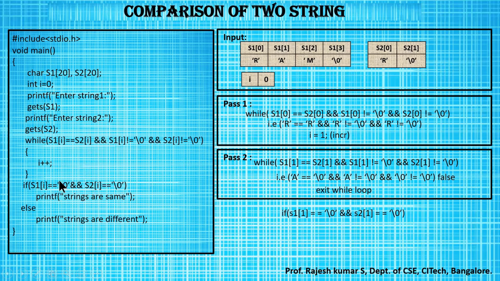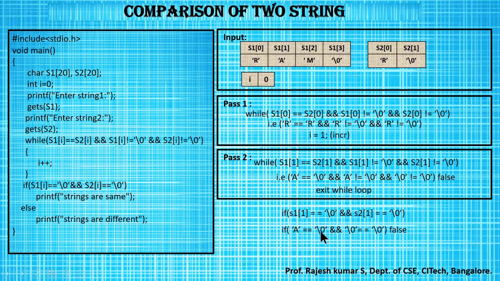What I'm checking is whether I reached the end of this particular string S1 array, or whether I reached the end of this S2 array. So S1 of what is I value? Updated I value is 1. S1 of 1 double equals to null? S2 of 1 double equals to null?